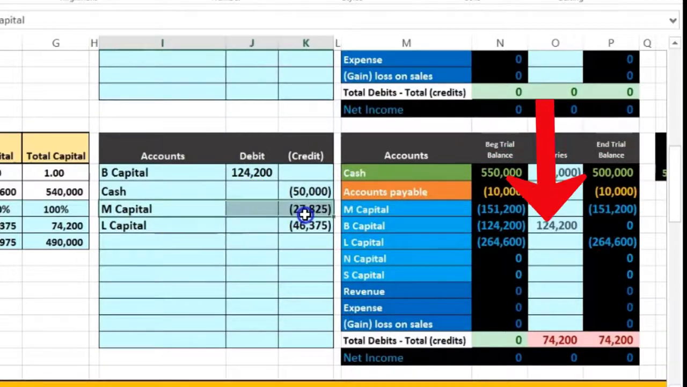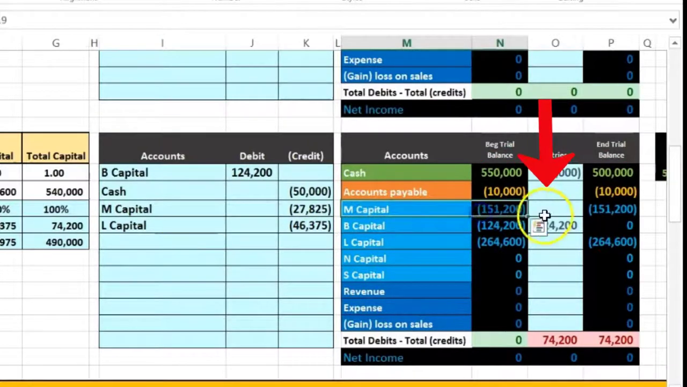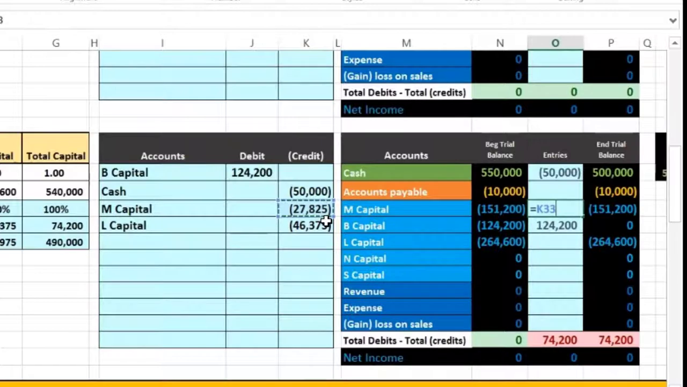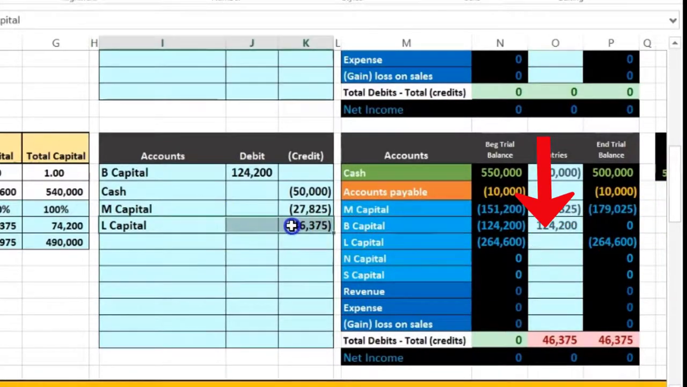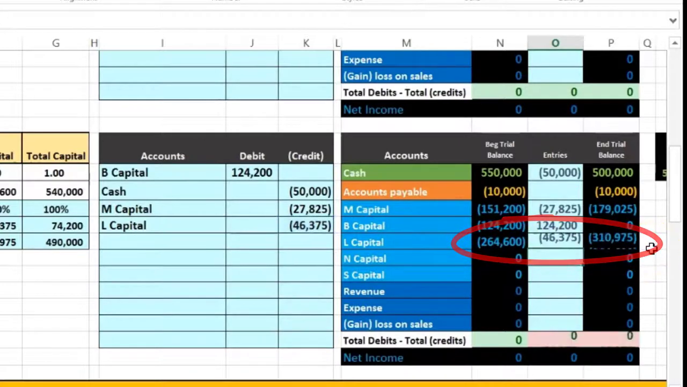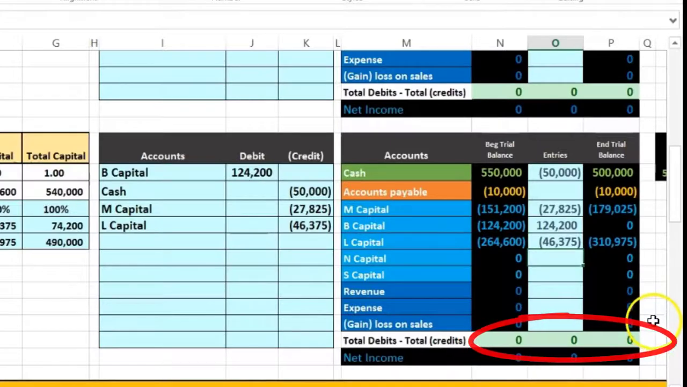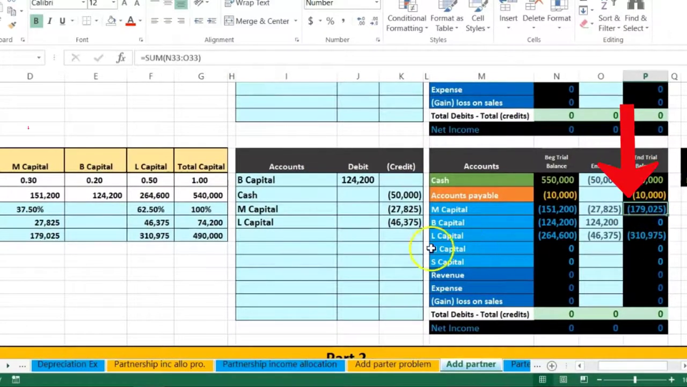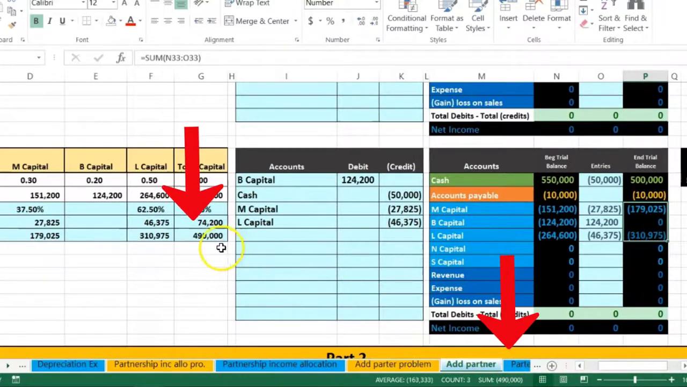Then we're going to post the M capital. So here's M's capital. We are in O33. We're going to select equals, point to the 27,825. This is a credit. It's going to make the credit go up in the credit direction. We're going to do the same thing for L's capital. Here's L's capital. We're going to post it in O35. Equals, we're going to point to the 46,375. Credit will go up in the credit direction because we're doing the same thing to it, putting us back in balance with the green zeros down here. And there we have the 179.25, 179.25, the 310.975, 310.975. If we add these two up, adds up to the 490, which is the 490.